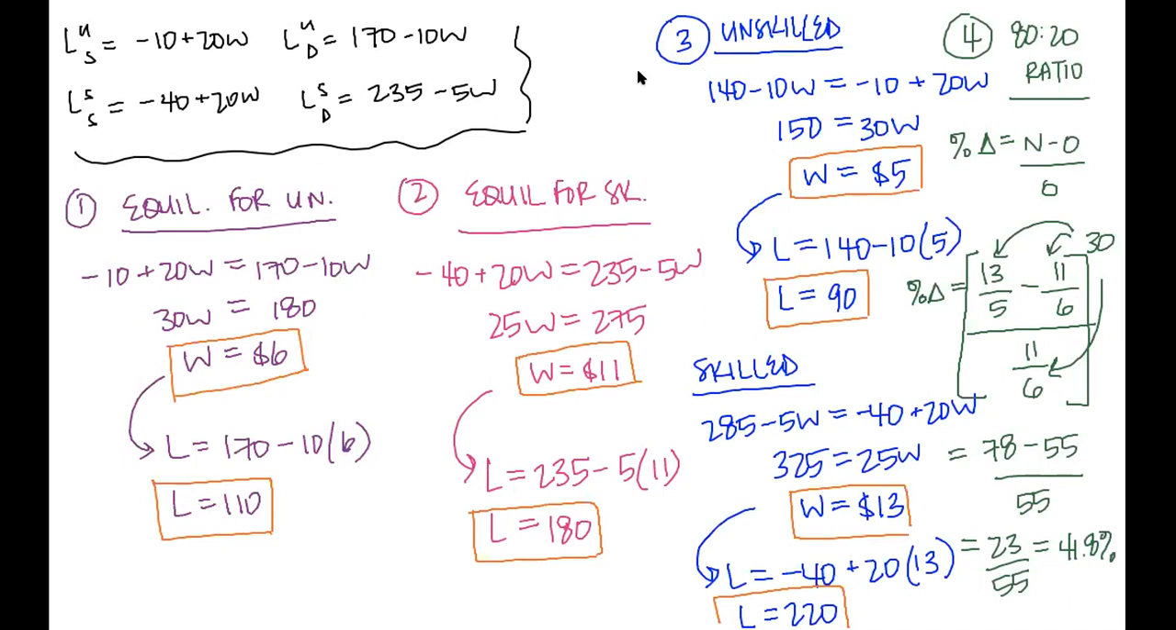Sorry, I crammed this all in on the side. Hopefully you can read it. But anyway, by using this 80-20 ratio in the percentage change formula, we can see that the percentage change in wage inequality is 41.8%. And it's a positive change.